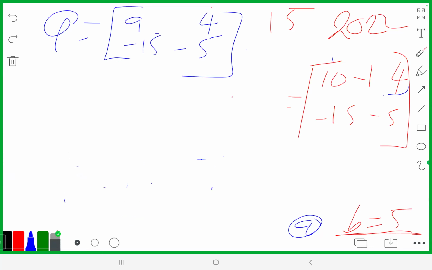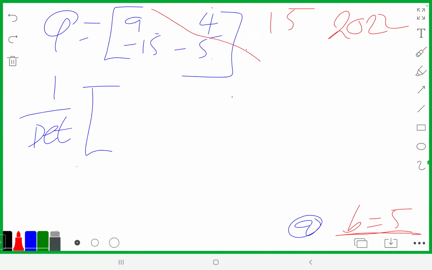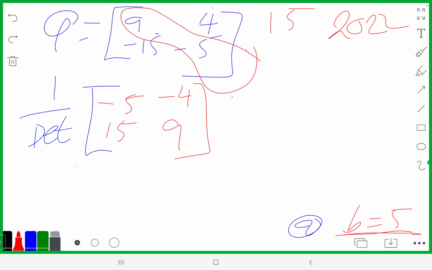Okay. Now remember, I've just said that when you're inverting a matrix, or when you're finding the inverse, you say 1 over the determinant times, you swap the entries in the major diagonal. So have negative 5 here and 9, right? Then these numbers in the minor diagonal change signs. This was negative 15, will be positive 15. This was positive 4, it will become negative 4 now. Do you agree with me? Yes.